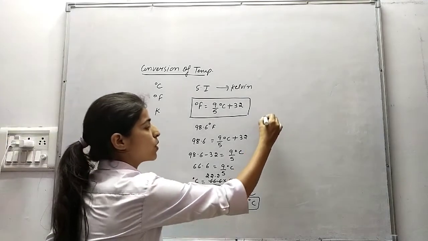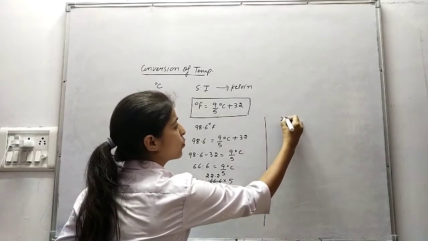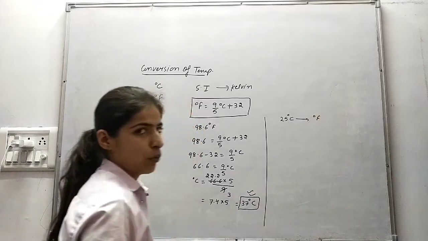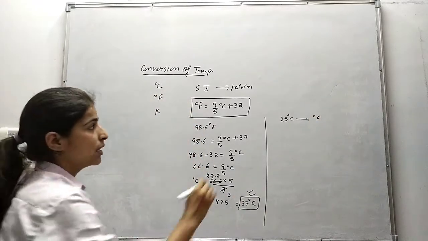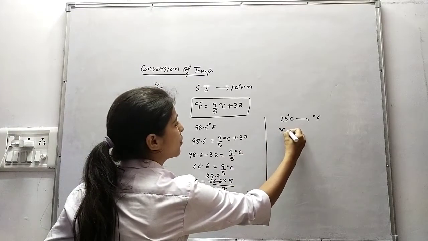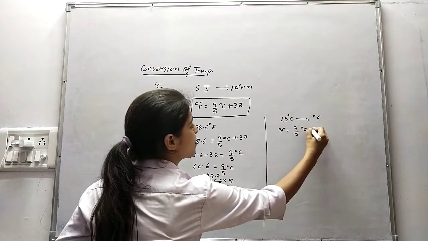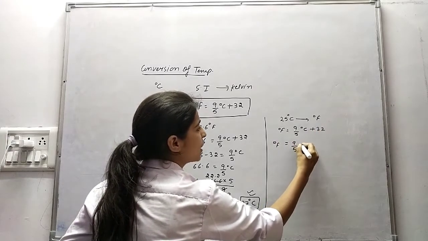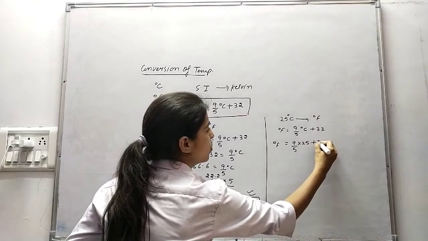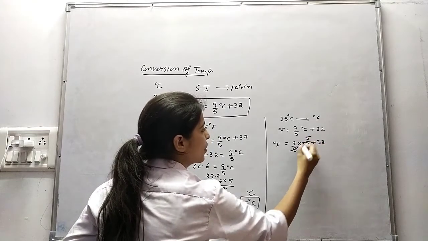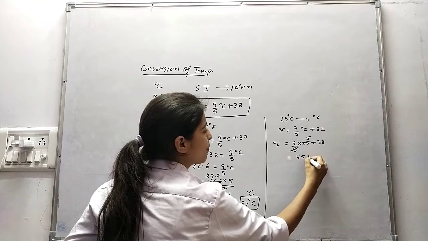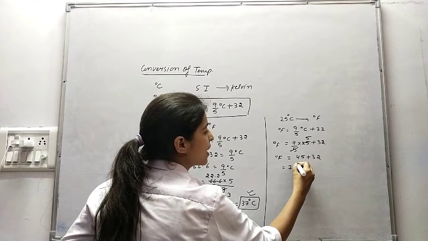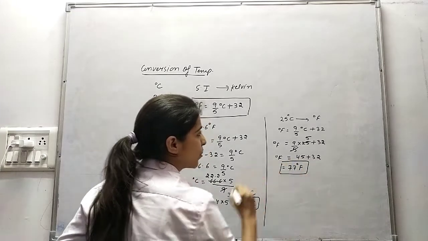Now suppose we are having 25 degree Celsius and we have to convert it into the degree Fahrenheit. We can convert it by using this formula. Degree Fahrenheit is equal to 9 by 5 degree Celsius plus 32. 9 by 5 times 25 plus 32. 5 5s are 25, it will be 45 plus 32 and it will become 77 degree Fahrenheit. This is our answer. Fine.